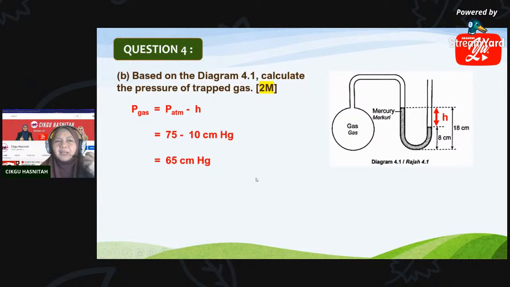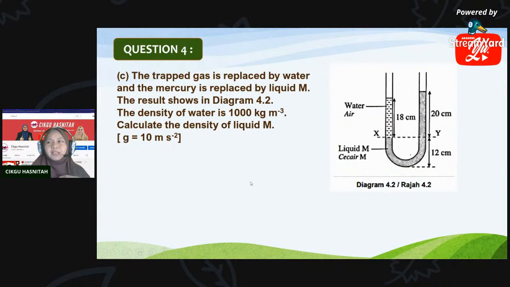For this question, it doesn't state that you have to give your answer in the unit Pascal, so you don't have to convert centimeter mercury into Pascal. Just leave your final answer in centimeter mercury.